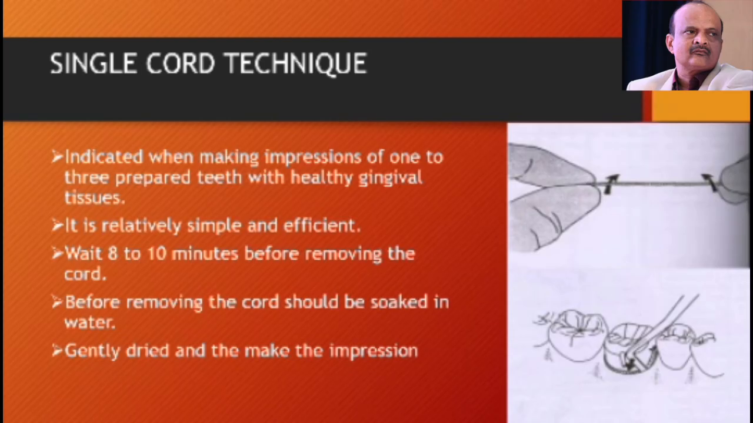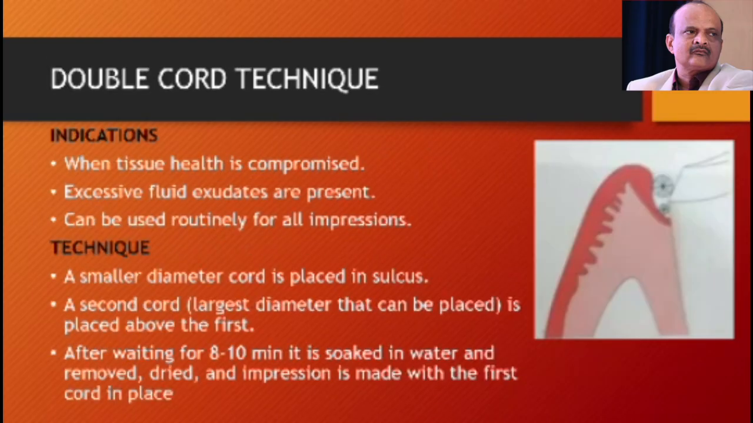Then as you continue to encircle the tooth, the other end of the cord should be overlapped. Once you complete the entire packing, wait for 8 to 10 minutes before removing the cord. While removing the cord, it should be soaked with water, because a dry cord may cause injury to the delicate sulcus epithelium. Once you remove the cord, gently dry the area and make the impression.